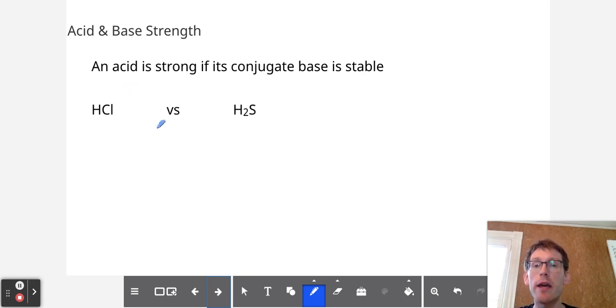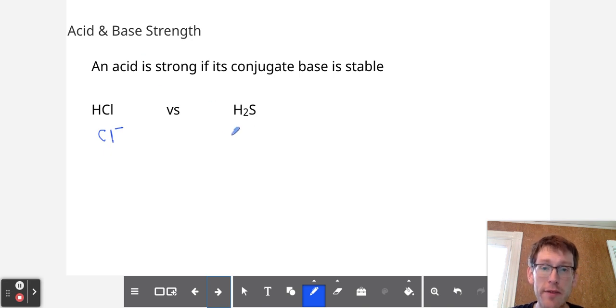Now, what is it that makes an acid strong? Well, an acid is strong if its conjugate base is stable. So if we look at HCl, its conjugate base is Cl minus, and that is a very stable conjugate base. Something that you can use to anchor this idea is the fact that chlorine is very electronegative. So if you give it an extra electron, it's going to hold that negative charge quite well and be quite stable. H2S, by contrast, is a weak acid.